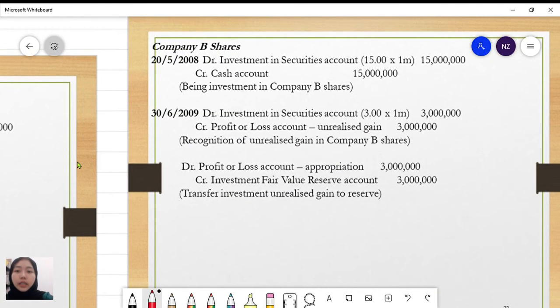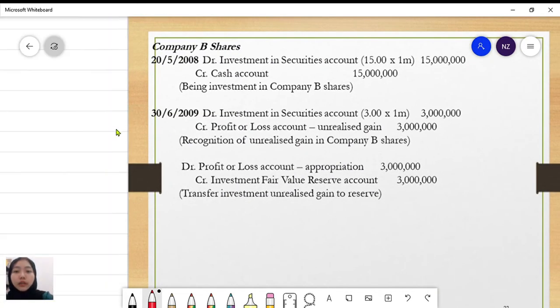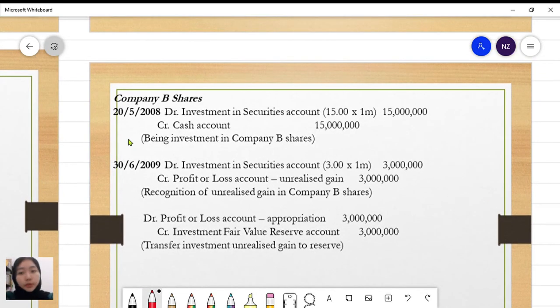Next, we do the same thing for company B too. First step, make sure the date is correct, because the acquisition date has already been given in the question. So make sure you record and write the date correctly, don't get it wrong. Like share B earlier, they first bought this company's B shares on 20 May 2008. So same steps: investment, unrealized gain or loss, and then transfer to the fair value.